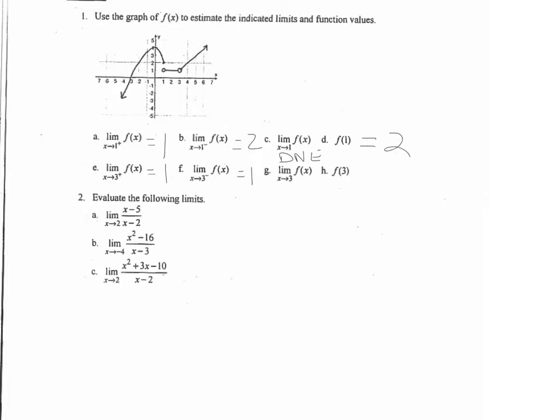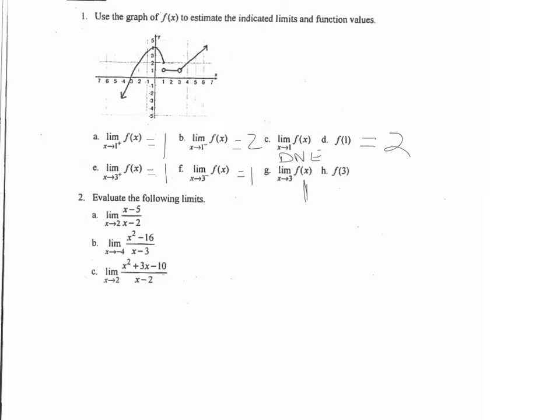It only exists if it's approaching the same number from both the left side and the right, is it? So what's the limit? Oh, come on. What number is that? It's 1, isn't it? As long as it's approaching the same number from the left as it is from the right, then the limit exists as x approaches 3.